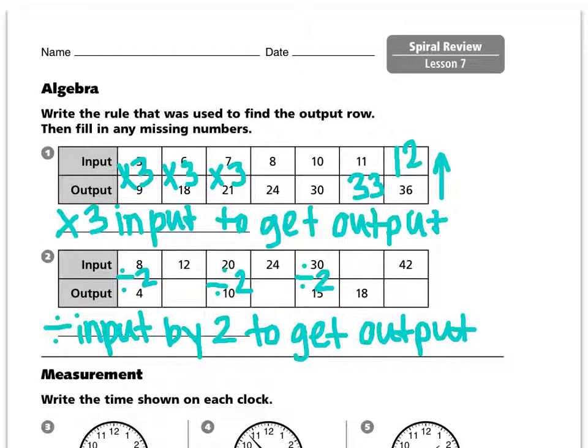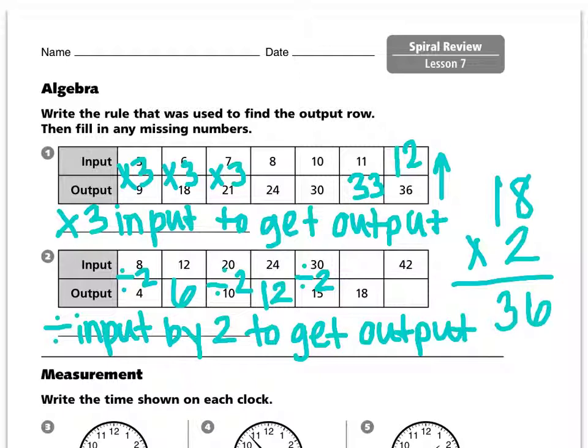So I know that 12 divided by 2 is 6. 24 divided by 2 is 12. Now I'm going to have to work backwards. I'm going to have to do 18 times 2 in order to get the input. And I know that 18 times 2 is going to be 36. And then I need to do 42 divided by 2 in order to get the output. And I know that 21 will be the answer because 21 plus 21 would be 42.